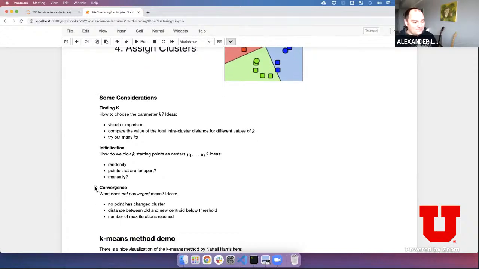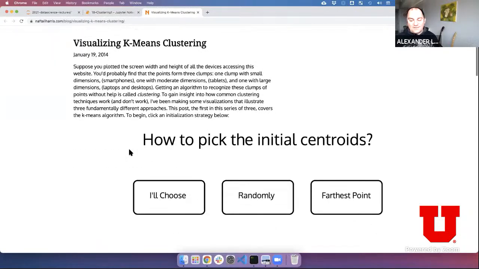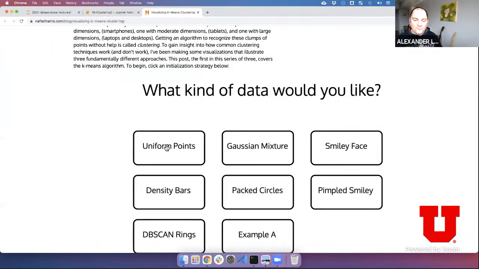And then, as in the question by Chad earlier about convergence, how can we make sure that we actually terminate our algorithm? No point has changed its cluster, that's a great rule. The distance between the old and the new centroid is below a certain threshold, so if the centroids aren't moving around much anymore, I could stop it. Or I could have a number of max iterations.